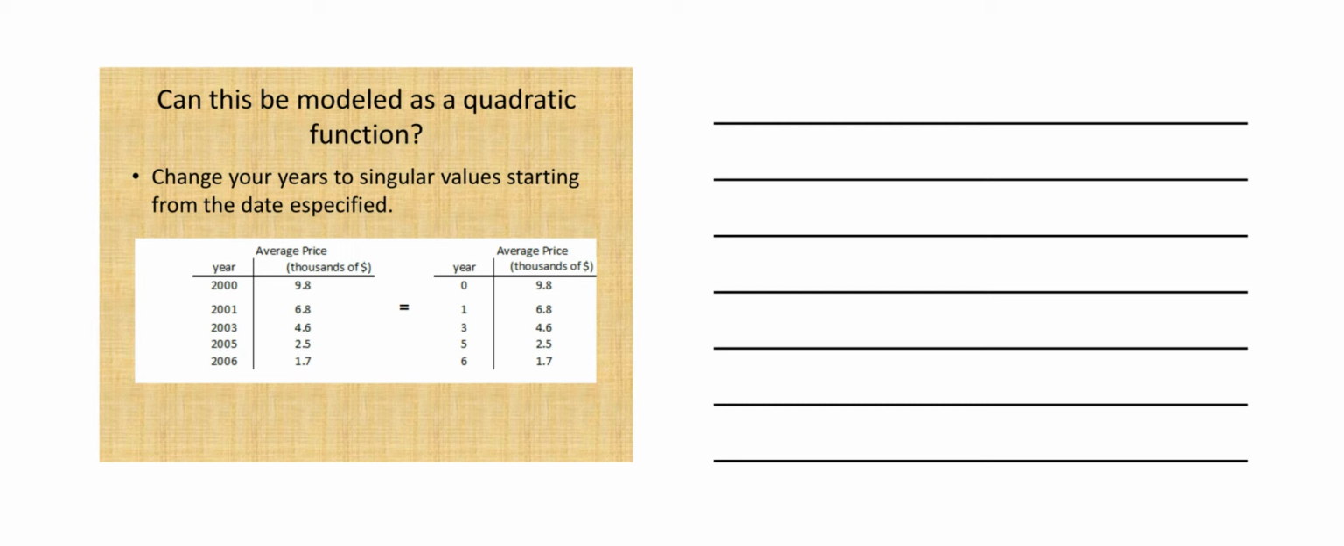So since the year 2000, we have the year 2000 on our table, right? So that becomes year 0. 2001, year 1, 2003, year 3, etc. So we have 0, 1, 3, 5, and 6 after conversion. Notice the average price in thousands of dollars remains the same, so we don't change that. Only the years is what we converted to singular years to make it easier to plot. Agreed? So once again, only the years.